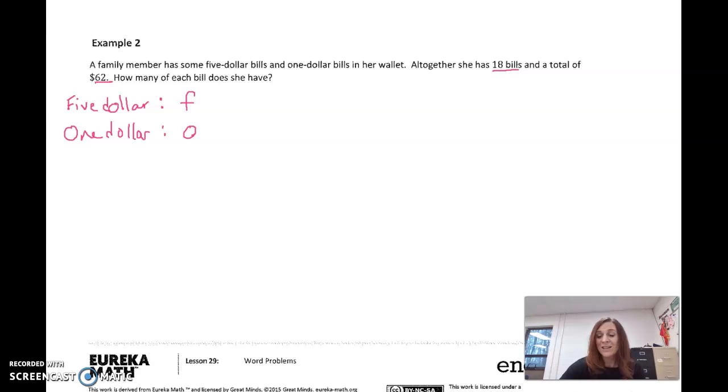So let's start. The first thing we're talking about is the number of bills. We know she has $5 bills and $1 bills, and when we add them together, that's a total of 18 bills. The other thing we're talking about is $62. And this can get us a little bit because we're like, well, wait a minute, what do I put over here? It doesn't seem like we have enough information.